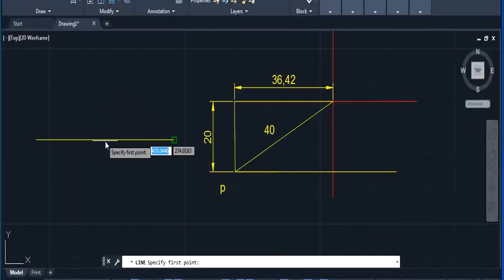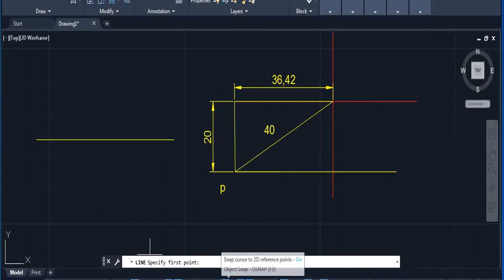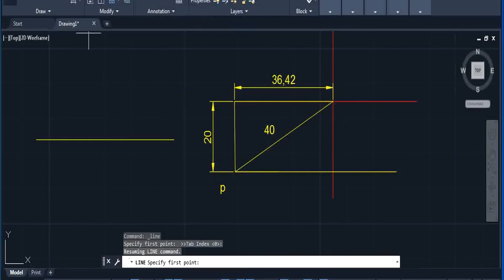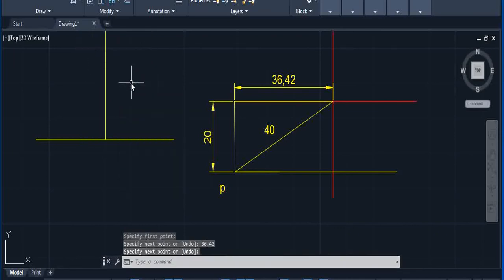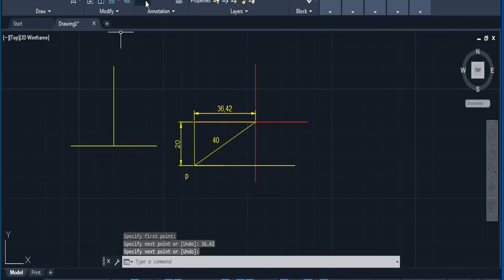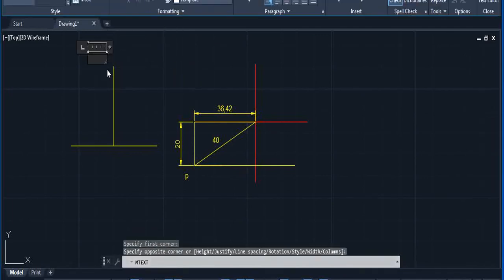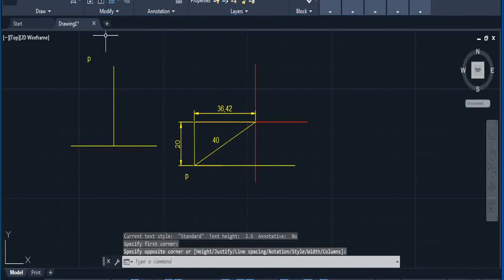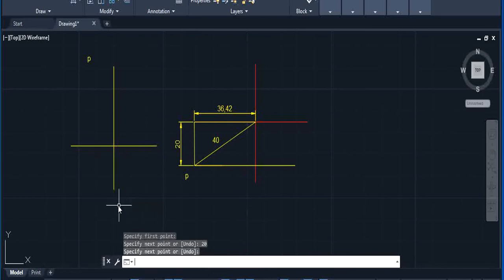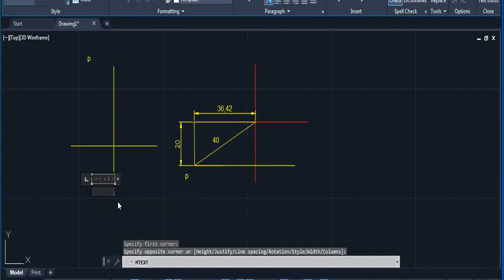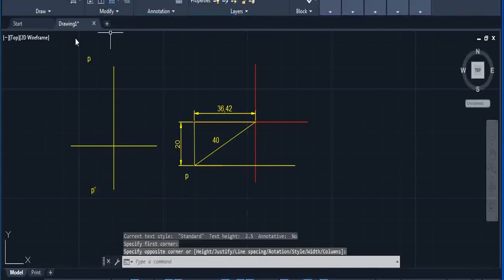Clear? Okay, so now I'm taking 1 minute. Yes, now I'm taking 36.42 as the P point. This is the point P. And 20 mm is below the HP. This is the point P dash. This is the final answer.